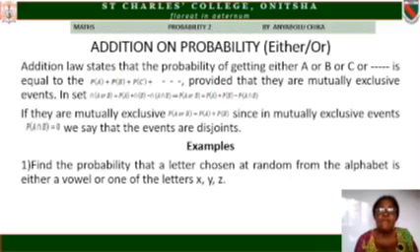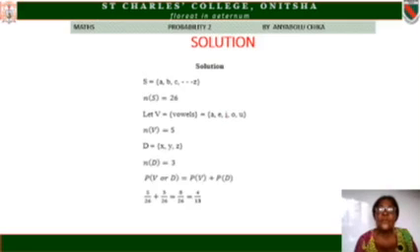Examples. Find the probability that a letter chosen at random from the alphabet is either a vowel or one of the letters S, Y, Z. Solution. The sample space equals A, B, C, up to Z. The number of elements in the sample space equals 26. Let V be the set of vowels equals A, E, I, O, U.